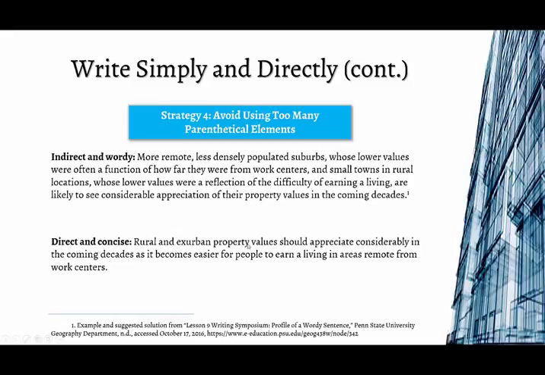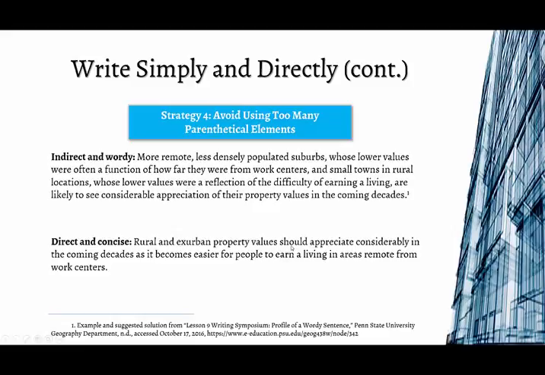So they said rural and exurban property values. Rural is nice and simple. Everybody understands it. Exurban is a technical term, but it'll be understood by the readership, just like you guys have finance terms that will be understood by the readership. And some of the information was cut, and then some of it was rewritten more straightforwardly.